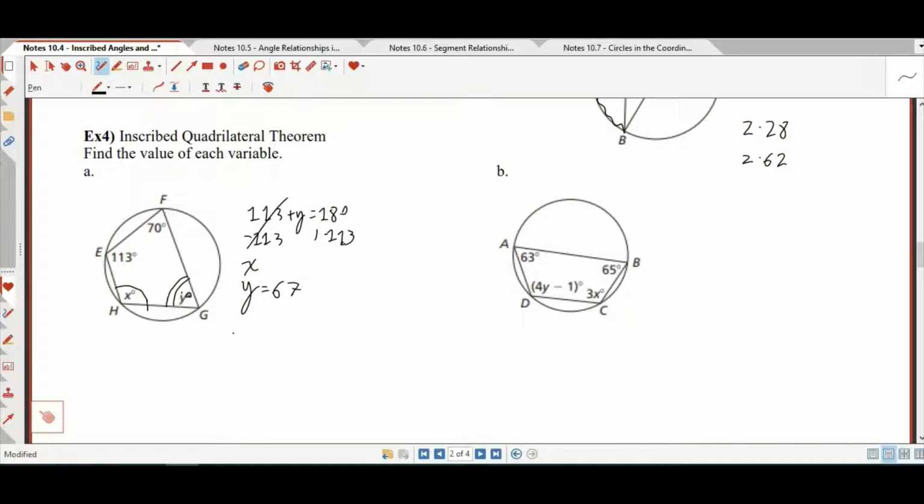X, same story, except now we're going to do 70 plus x equals 180. Subtract 70 from both sides. And you're going to do 180 minus 70, and that's 110.